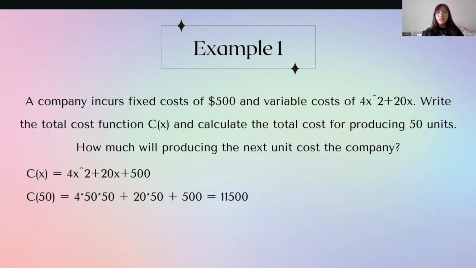So if you guys can recall, producing the next unit is the function of marginal cost, which is the derivative of C(x). So first we need to derive C(x), which will give us 8x plus 20. To calculate how much producing the next unit will cost the company, we will just need to substitute 50 into the equation of 8x plus 20, which will give us 420.